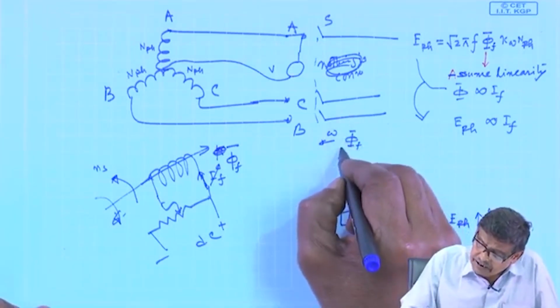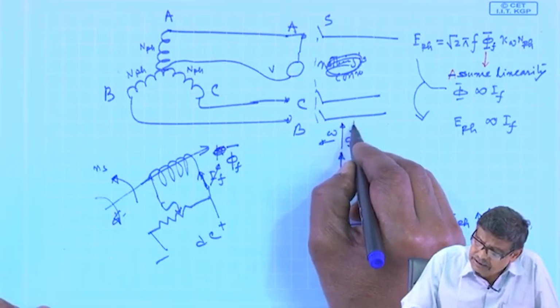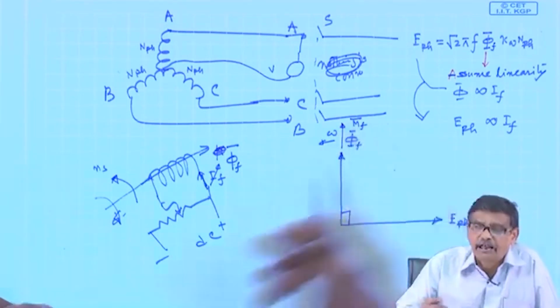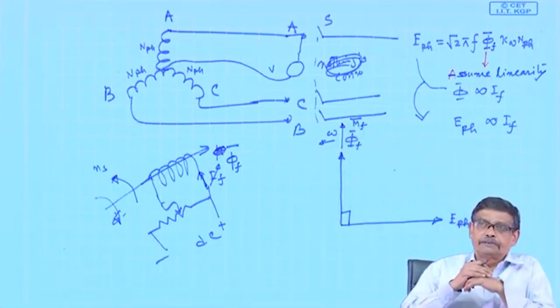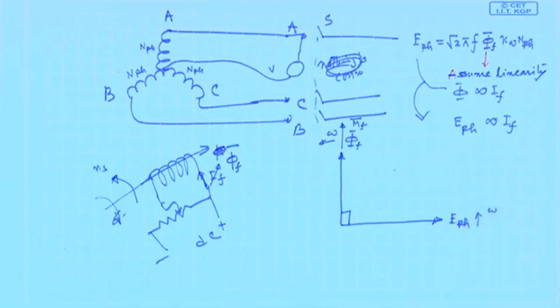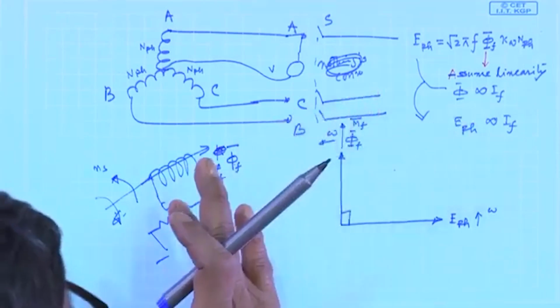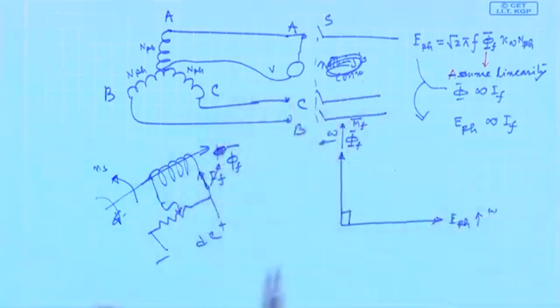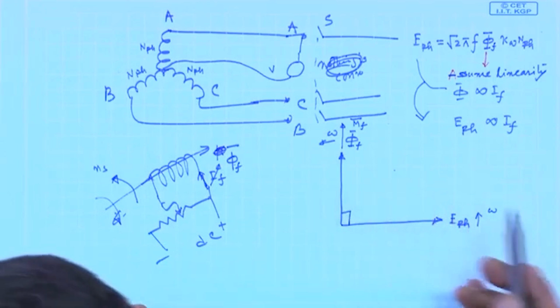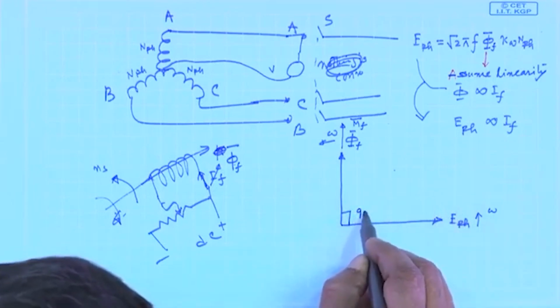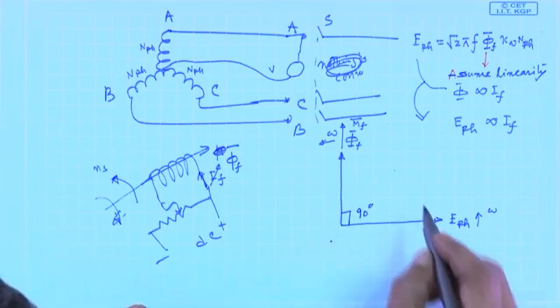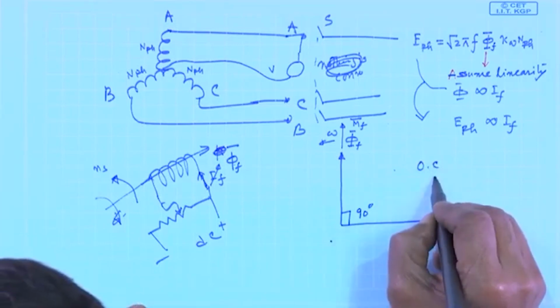This phi f is also MMF. MMF and flux are in phase. Mind you, B and phi are not in phase. B is here, flux density phasor. Flux linkage is here. So, this is either field MMF or phi f, flux per pole, and induced voltage will be lagging this by 90 degree. This angle is 90 degree. And this is called open circuit phasor diagram.